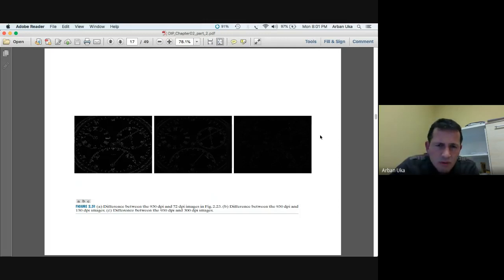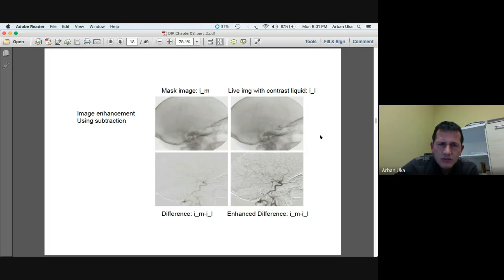With human perception, even in the second and the third image we might have more pixels that are different, but that's all that we can perceive. So that's one trick that we can use when we try to enhance two different images.